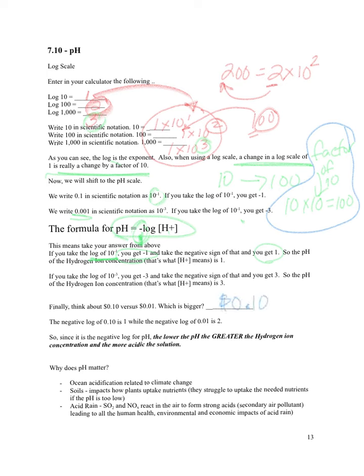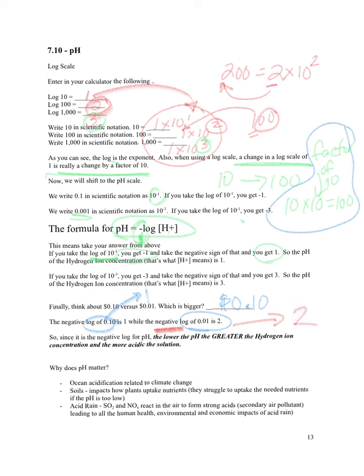10 cents is bigger. So if I'm going to do the negative log of 0.1, I'm going to get 1. For the penny, I'm going to do the negative log, so I'll change my color again here. If I do the log of 0.01, I get negative 2, but since it's the negative log of it, this is going to give me 2.